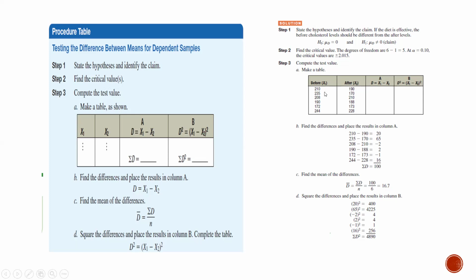First, we will state the X1, which is population 1, and X2 is population 2. The D is calculated by X1 minus X2, and D square is calculated by taking the square of the difference. After this, we will find the mean difference, which is found by summation D over the total number of samples, which is n. So 100 divided by 6 will get 16.6.